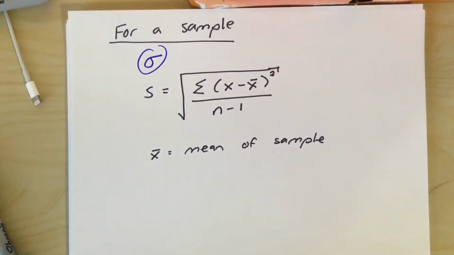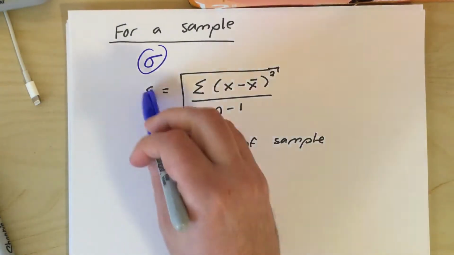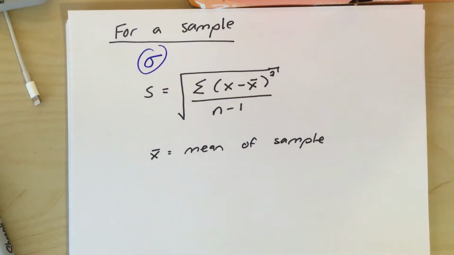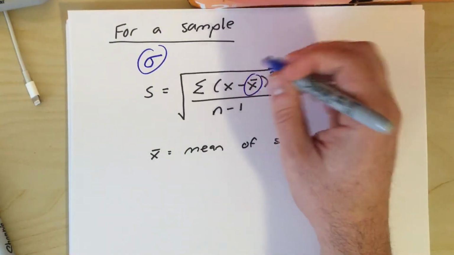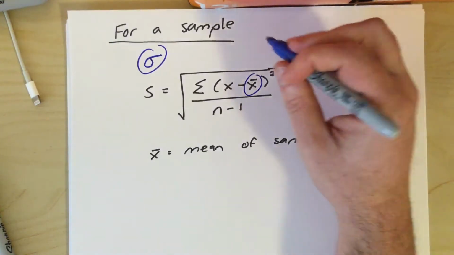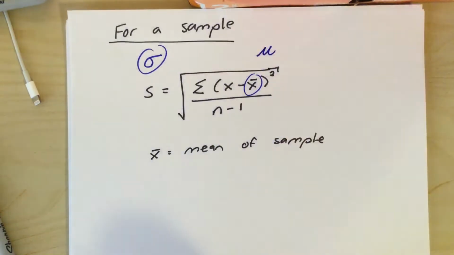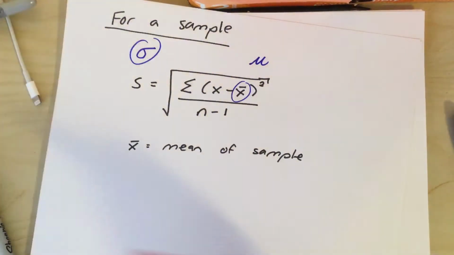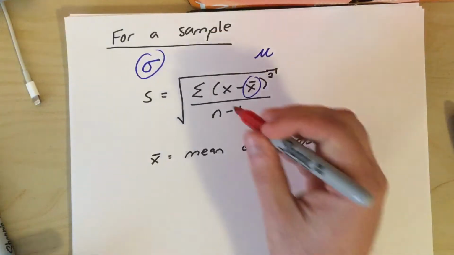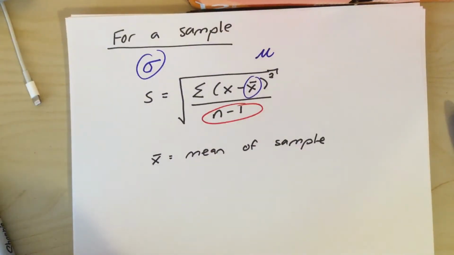The symbol for the standard deviation of a sample is just going to be a normal letter S. And the other thing that changes is that instead of saying mu, which is the mean of a population, we use x bar, which is the symbol for the mean of a sample. So it's essentially the same formula. The major difference is this minus 1 over here instead of just n.